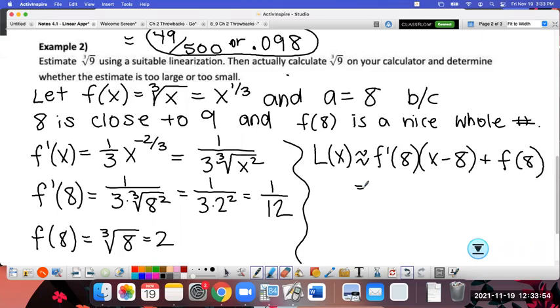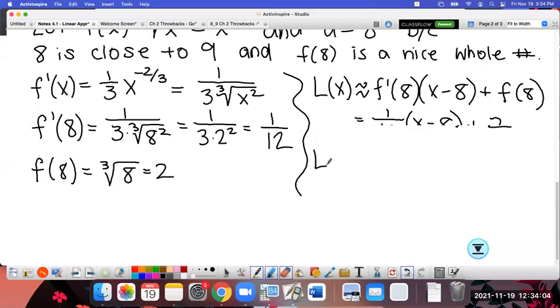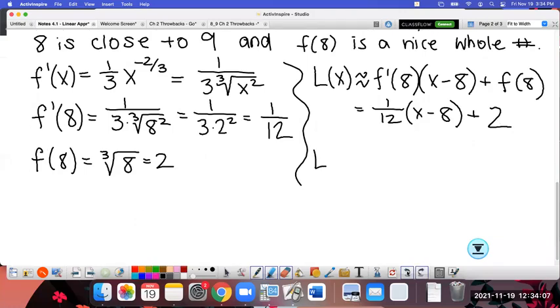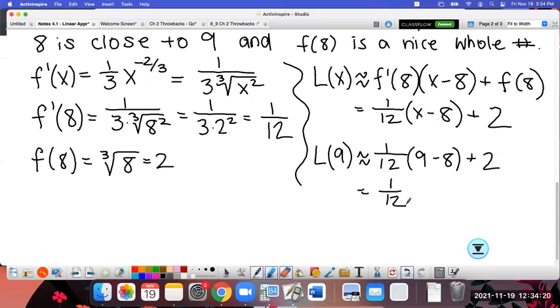F prime of 8, that was 1/12. X minus 8 plus 2. All right, let's go ahead and estimate L of 9. Okay, so that gets me 1/12 times 1, which is just 1/12. Plus 2 would be 24 over 12, or 25 over 12.